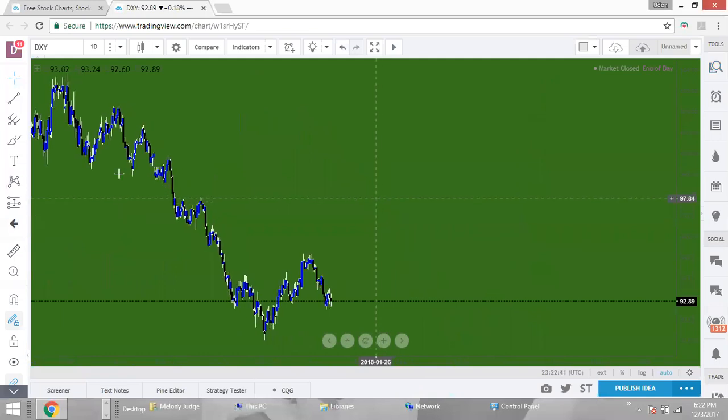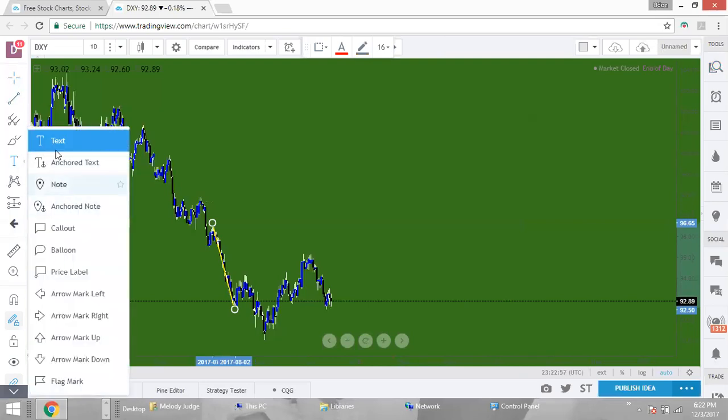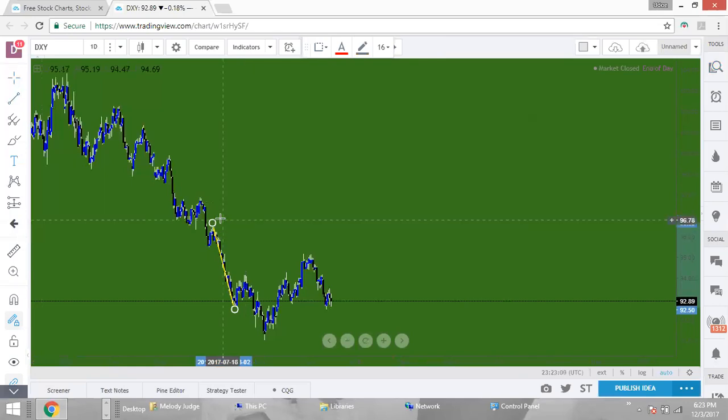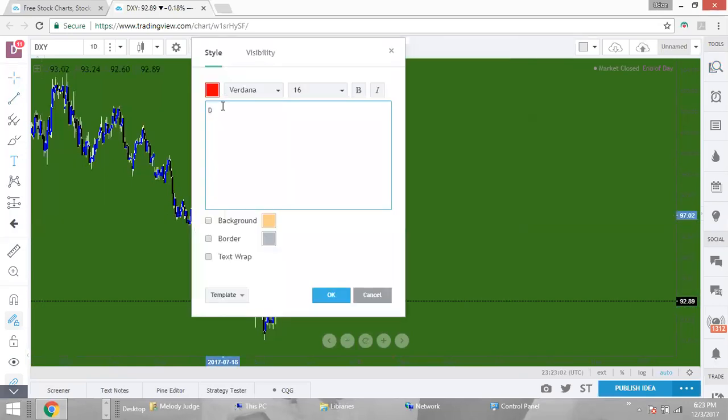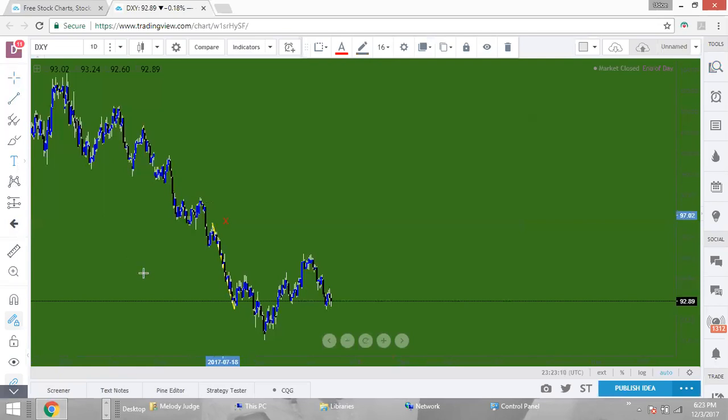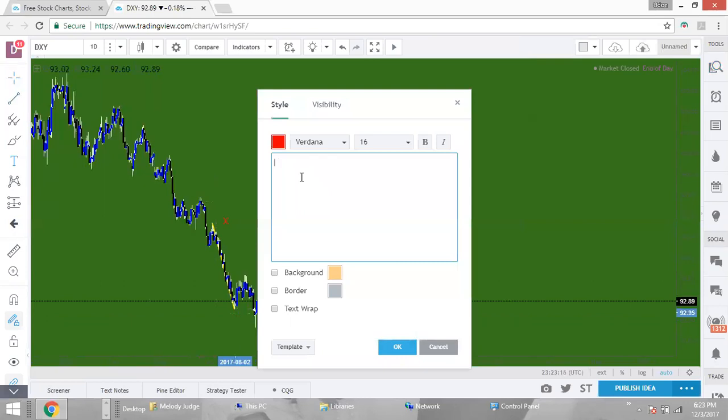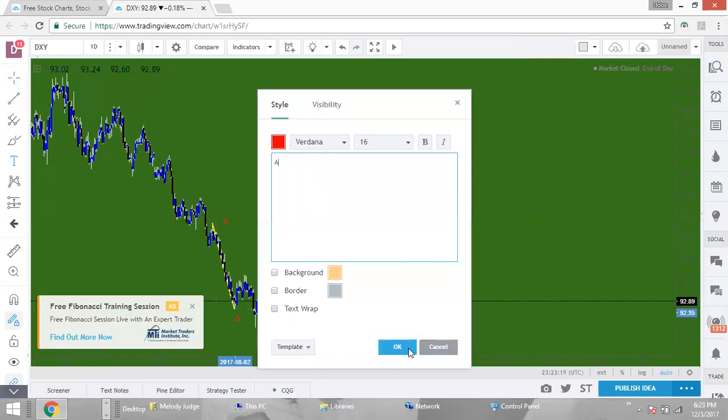All right, looking at the DXY. Let's identify a Cypher pattern. It's pretty close to real time as well. So we have an impulse down right here. Remember, we're going to label all our impulses. We'll start a harmonic pattern. This is going to be our X leg right here, X to A. So we have X right here. The market came down, and where it came to, we're going to call that A. This is our X to A move.